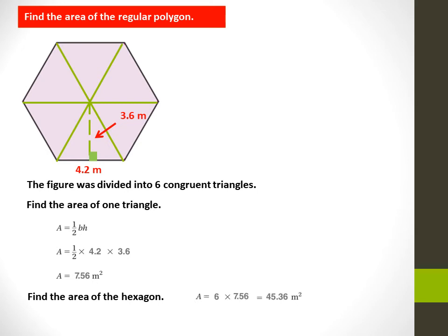Now we must multiply this area by 6 to find the area of the hexagon. The answer is 45.36 meters squared.